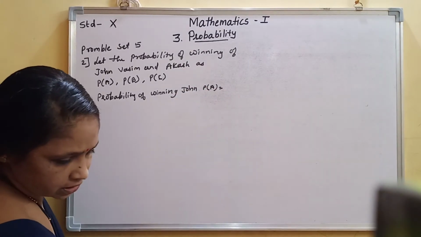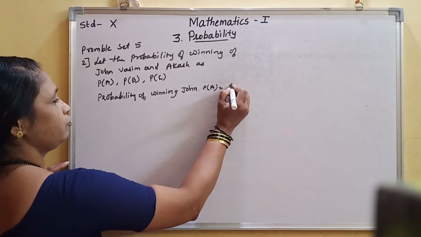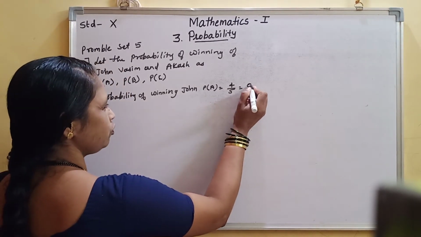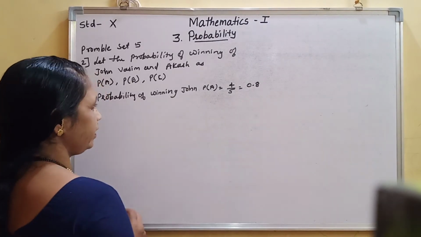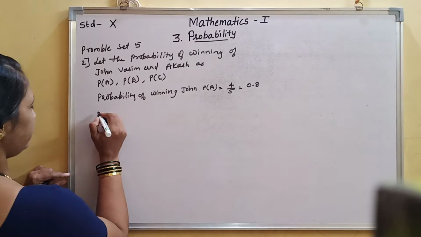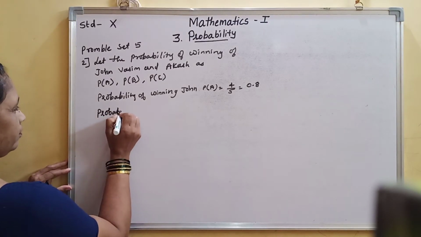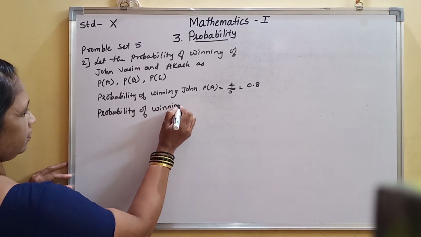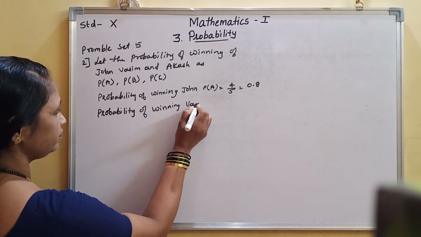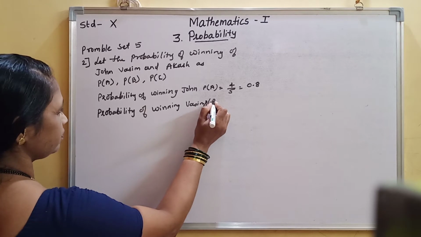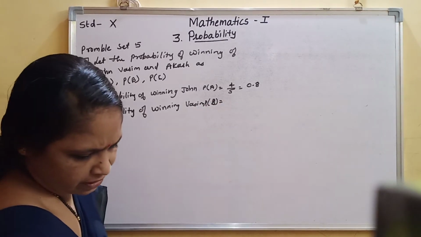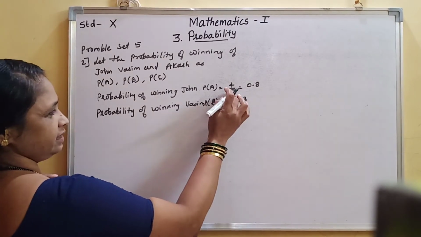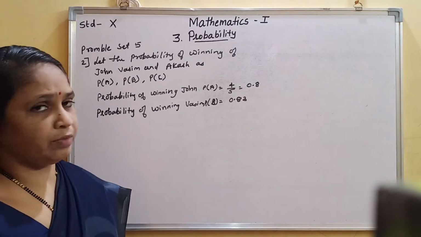P of A is equal to how much? It is given, 4 upon 5, which we can write as 0.8. Now the probability of Wasim winning, P of B, is given in terms of decimal point, 0.83, and the other is in fraction, so we will convert it into decimal.